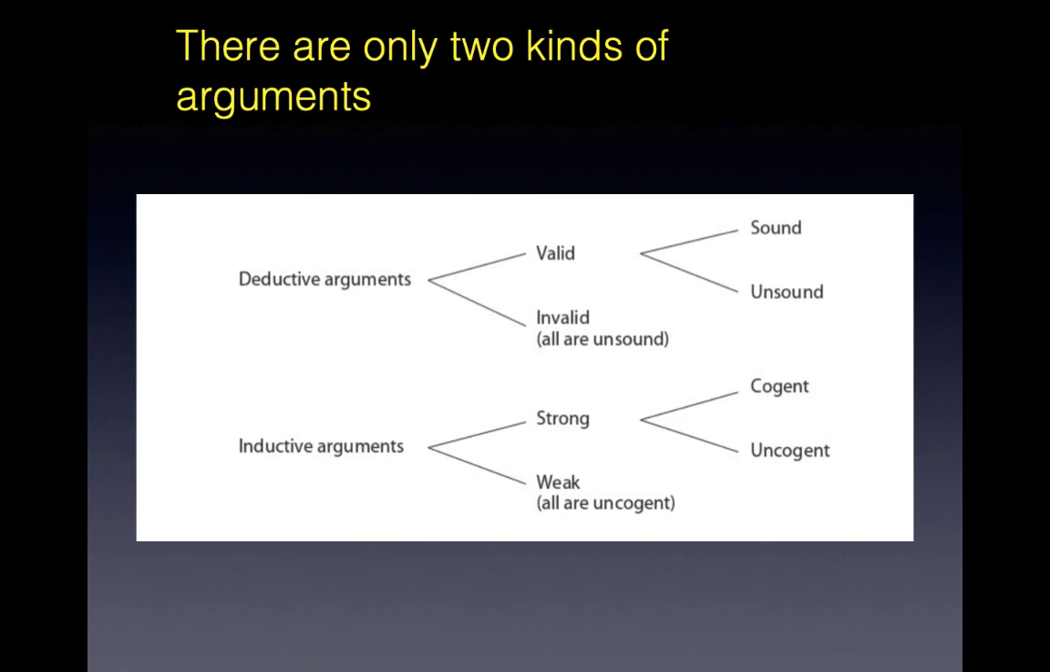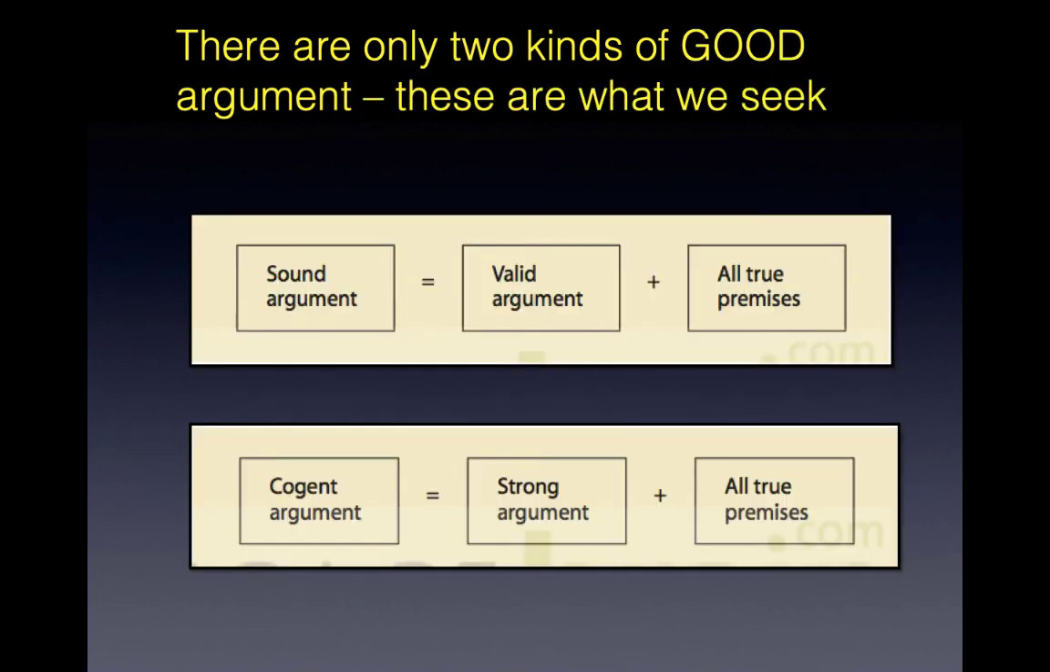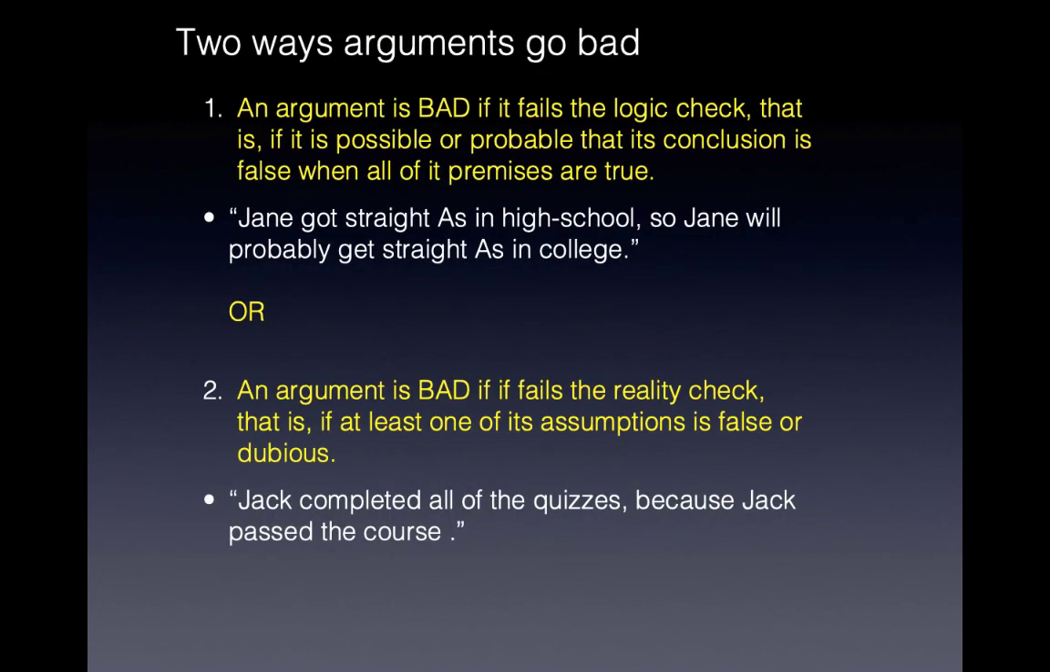Again, there are only two kinds of arguments here, deductive and inductive, and there are only two kinds of good arguments, namely sound and cogent. Now, there are two ways arguments go bad. Again, the goal always is to find good arguments, or accept only good arguments, and reject the bad ones. Basically, an argument's bad if it fails the logic check or it fails the reality check, the truth condition check. An argument is bad when it fails the logic check, that is, if it's possible or probable that its conclusion is false when all of its premises are true.